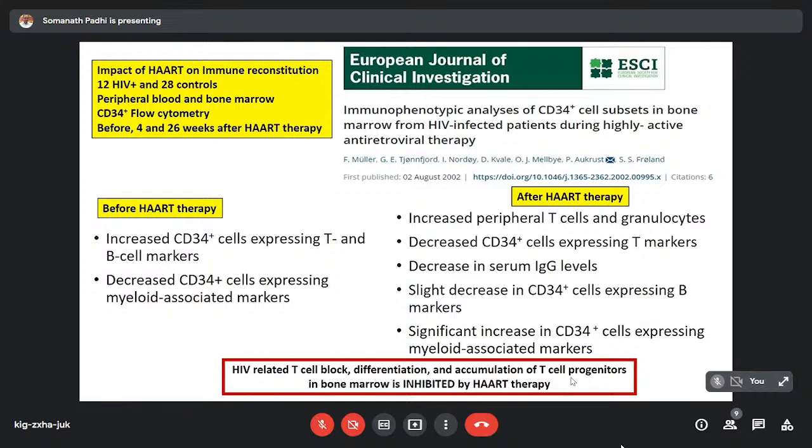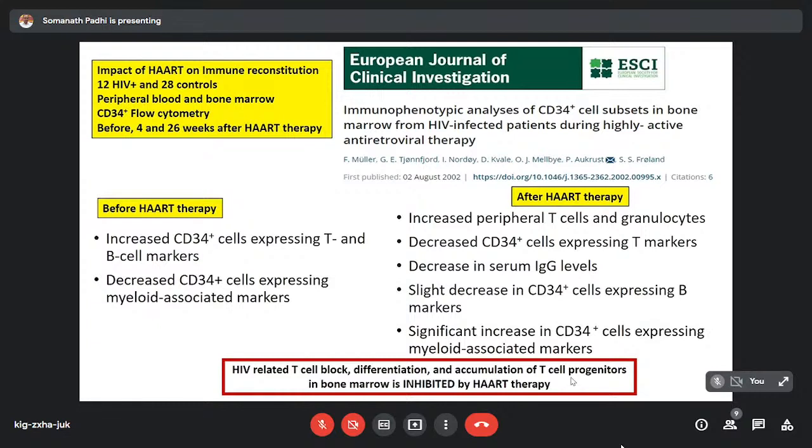What they found was that before HAART was started, there were increased CD34 positive cells. That means there were more progenitor cells, which expressed both T and B cell markers. These CD34 positive progenitor cells had more expression of T cell markers and B cell markers both, and the proportion of CD34 positive cells with myeloid associated marker expression was less.